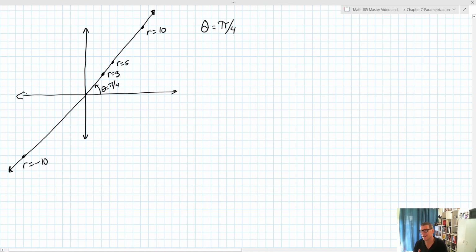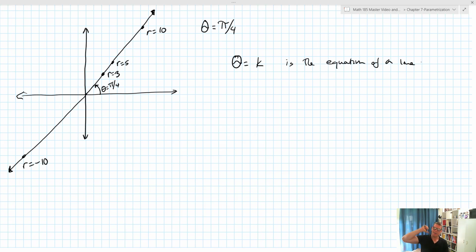So what this does is define for us something: theta equal to some k is the equation of a line. Anything that's all on the same angle is going to end up being on the same line, whether we're going in the positive direction, which means r is positive, or in the negative direction, which means r is negative.